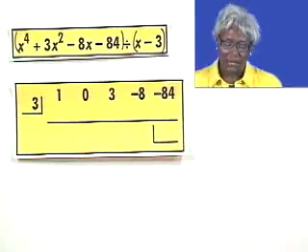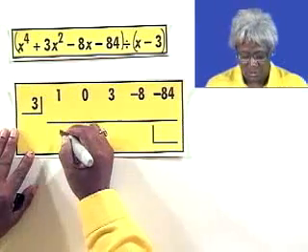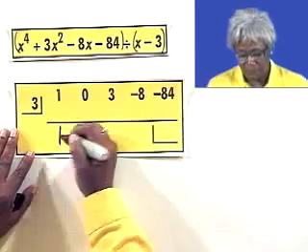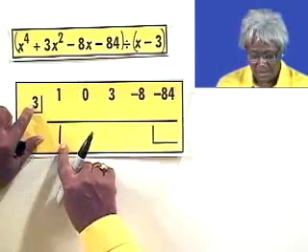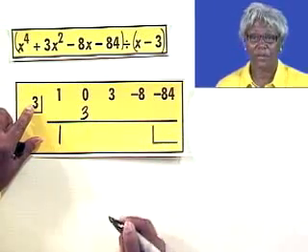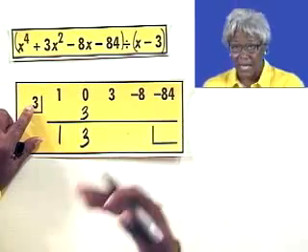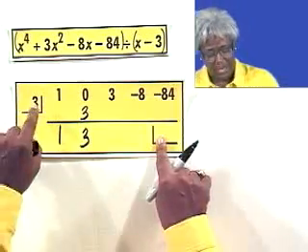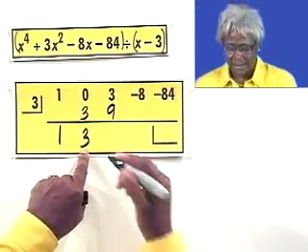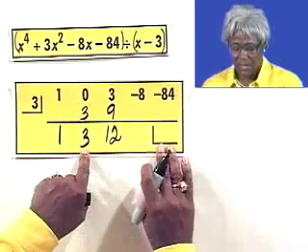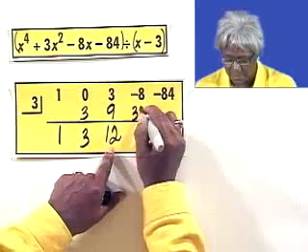Now, how do you work synthetic division? In synthetic division, the first thing you do is you bring down the 1, okay, and then you multiply 3 times 1, which is 3. You place that 3 here, and then you combine. Well, that's equal to 3. Combine it. Now you multiply 3 times 3, which is 9. That's 12. Now you multiply 3 times 12, which is 36.